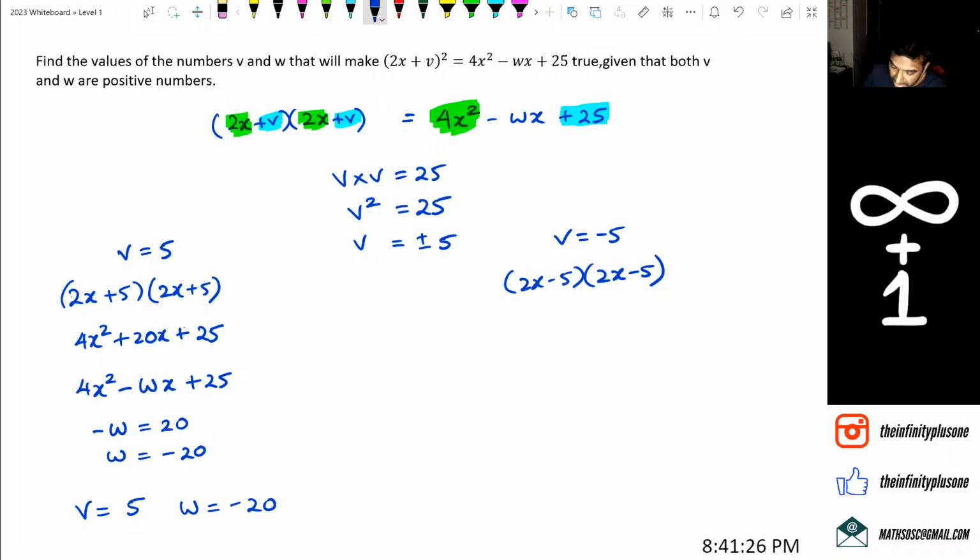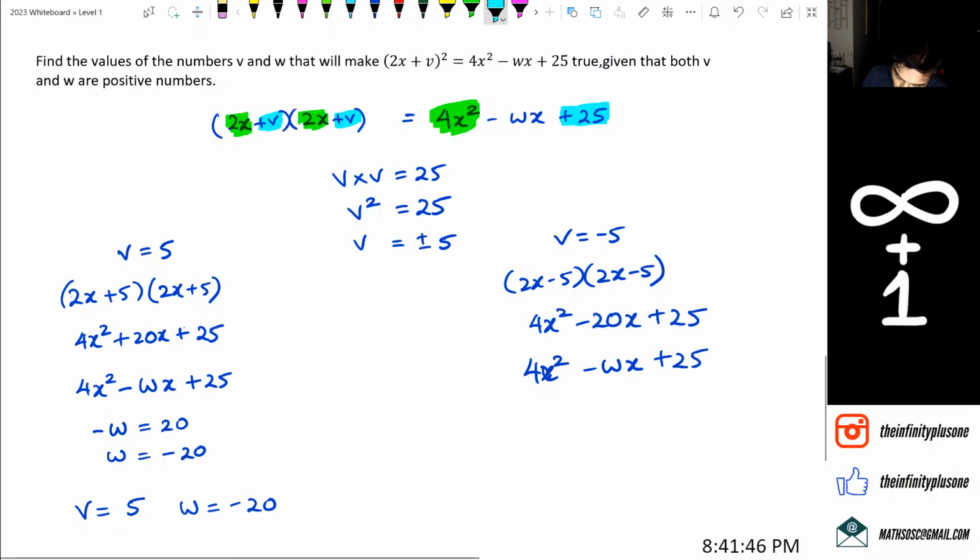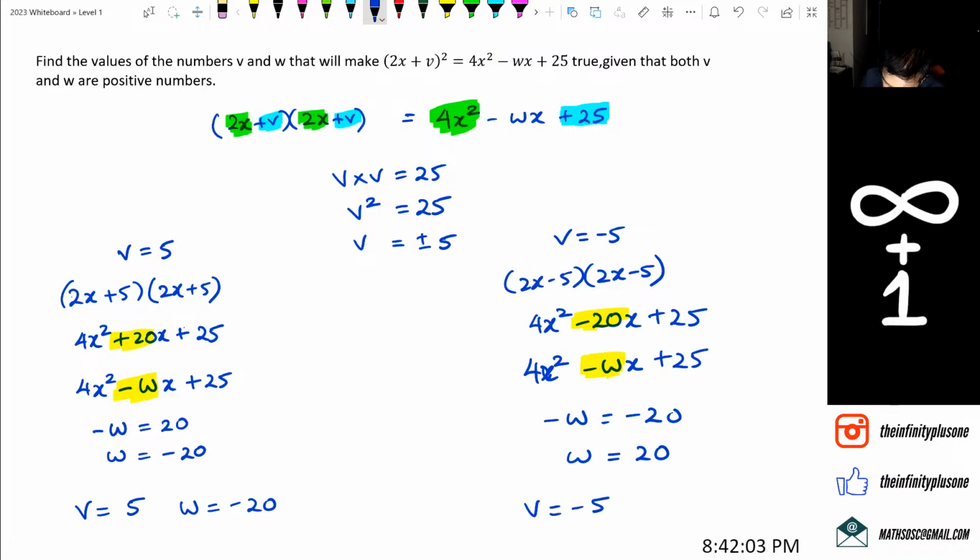That's your first answer. Now your second answer, you're going to get 2x times 2x is 4x squared. Then you've got minus 10x, which is minus 20x plus 25. And so if we have 4x squared minus wx plus 25, in this case, we're getting minus 20 equals minus w. Sorry, I just want to put that here. So we're going to get minus w equals minus 20, so w equals positive 20. So if v equals minus 5, then w equals positive 20.